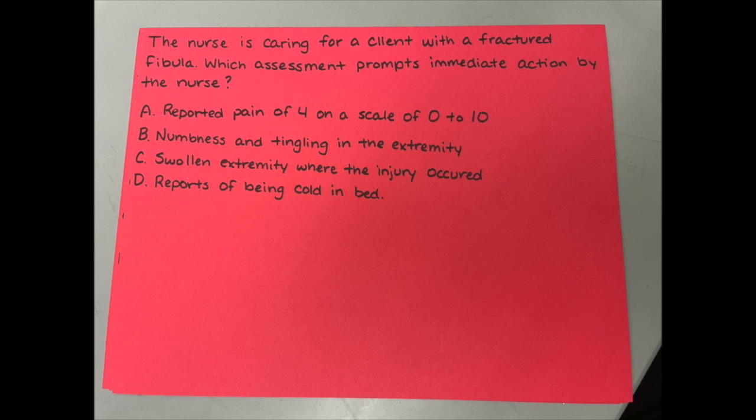All right, third and final question. The nurse is caring for a client with a fractured fibula. Which assessment prompts immediate action by the nurse? A. Reported pain of 4 on a scale of 0 to 10. B. Numbness and tingling in the extremity. C. Swollen extremity where the injury occurred. Or D. Report of being cold in bed. Again, I'll give you a couple seconds. Pause if you need to.